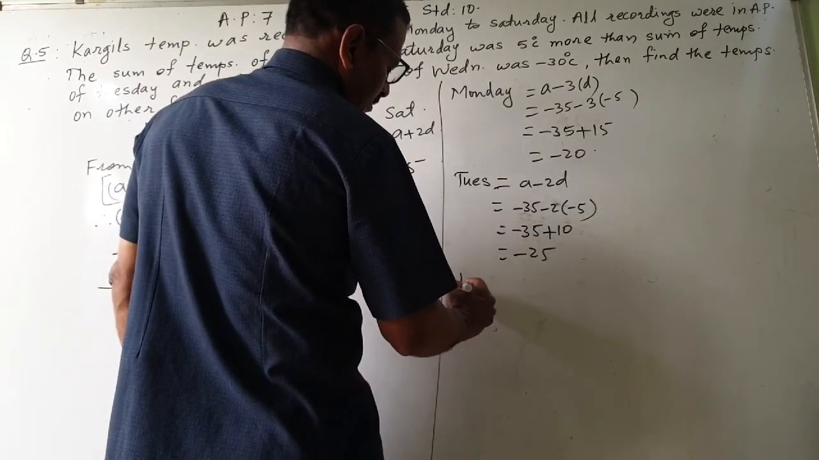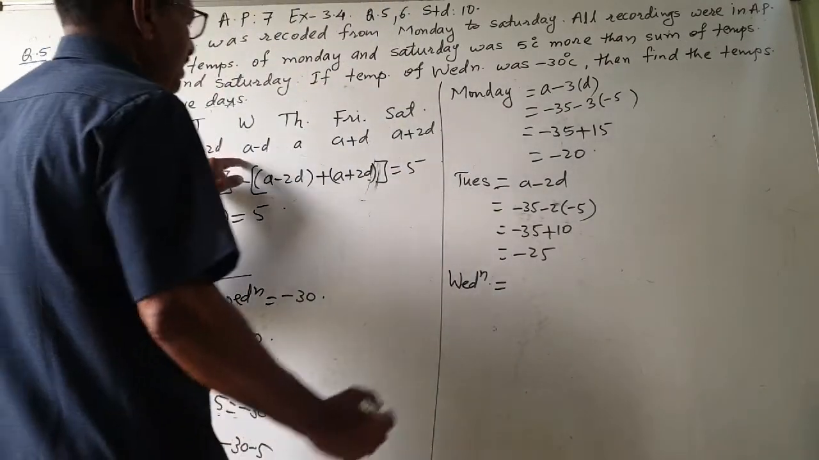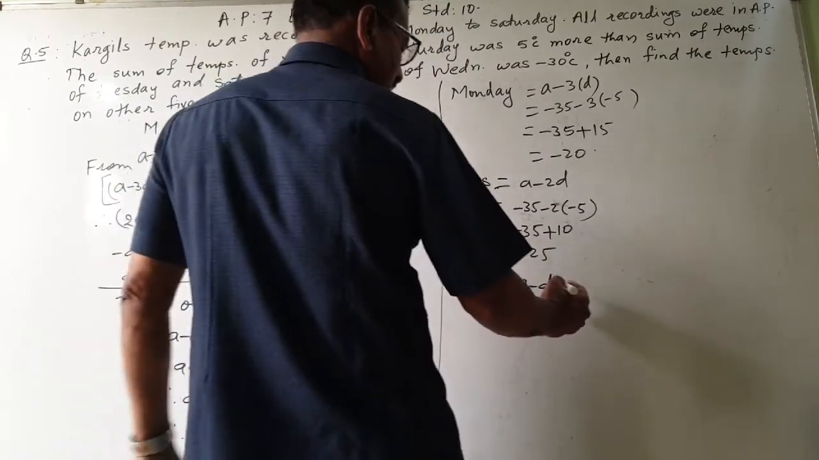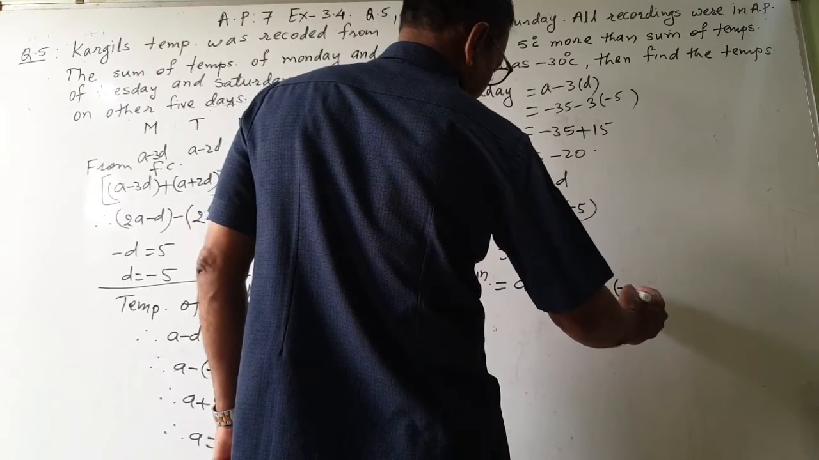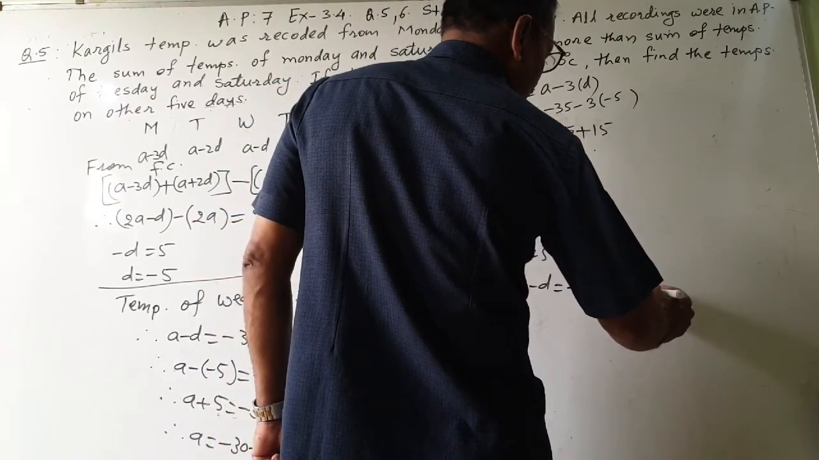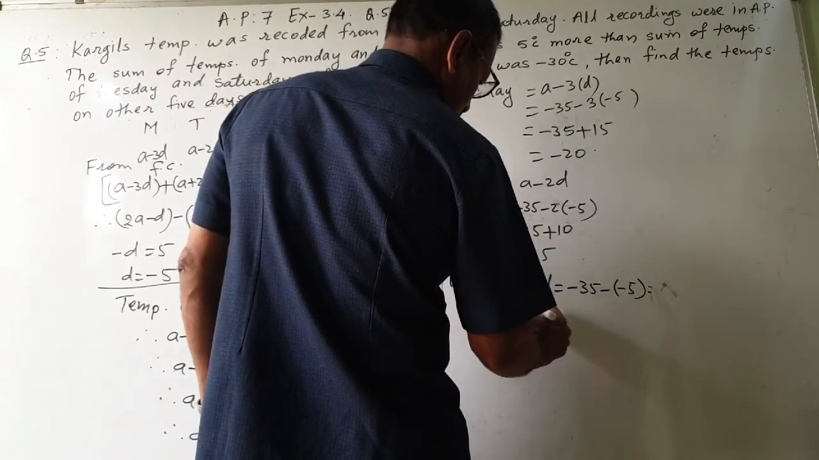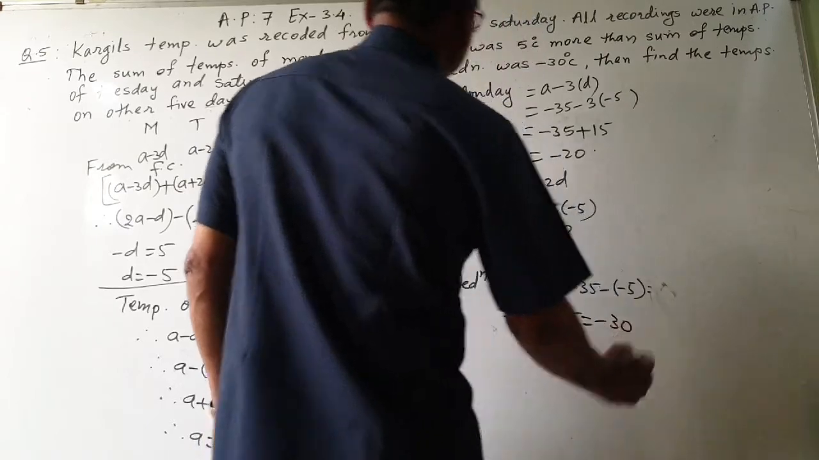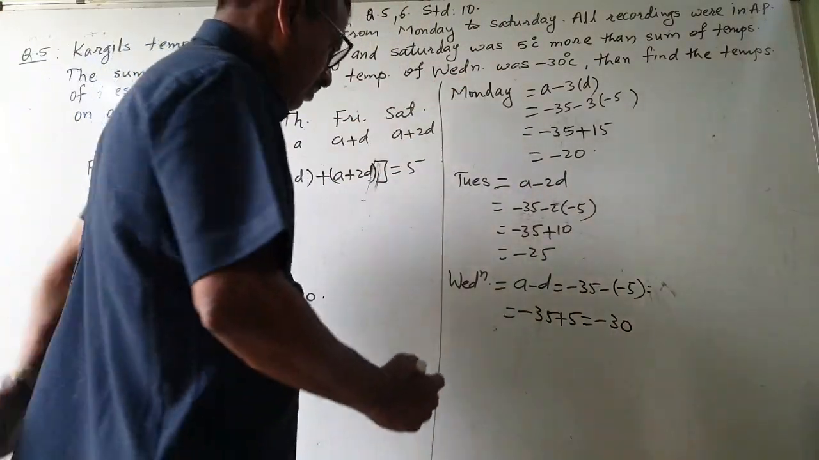Wednesday. Wednesday equal to how much is Wednesday? A minus D. That is equal to A is minus 35 minus of minus 5. That is equal to minus 35 plus 5, and that is equal to minus 30. See that when the temperature was given, we got it correct.